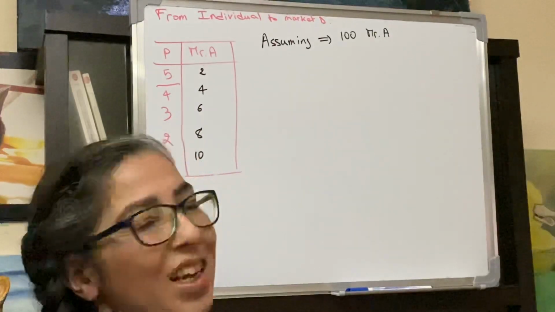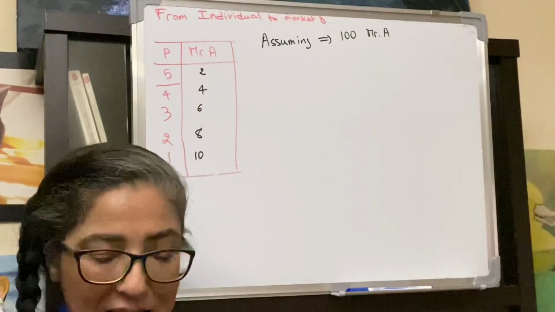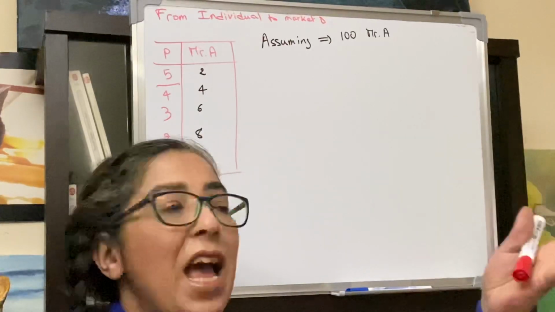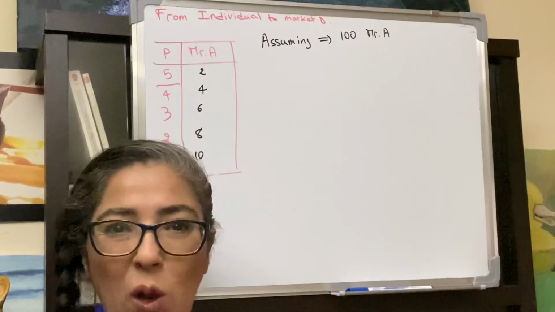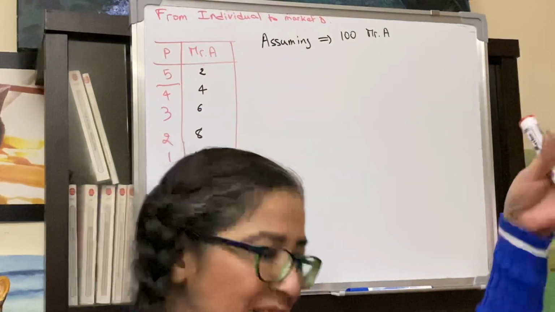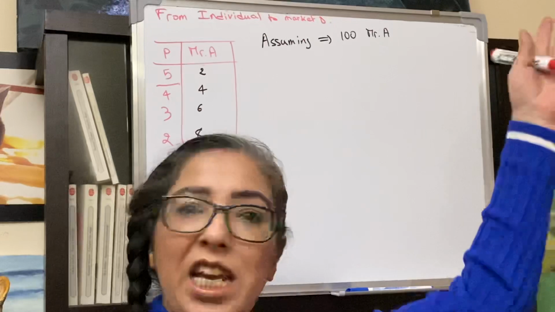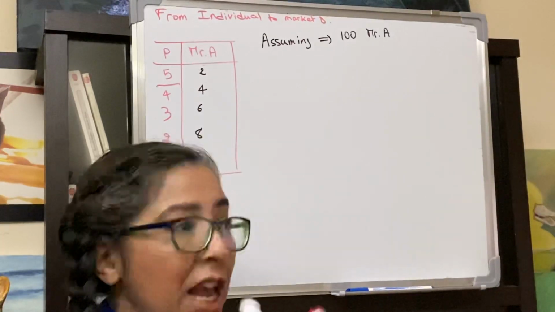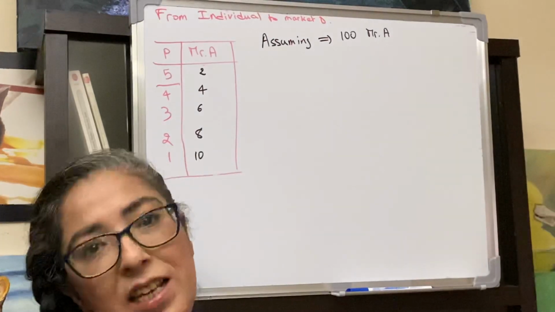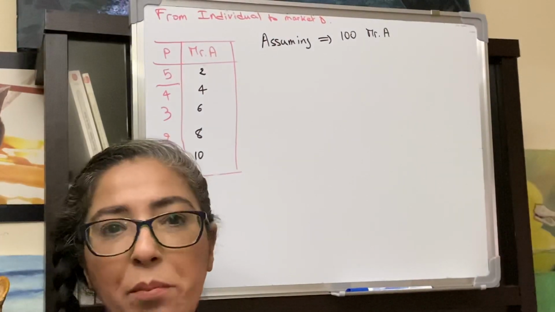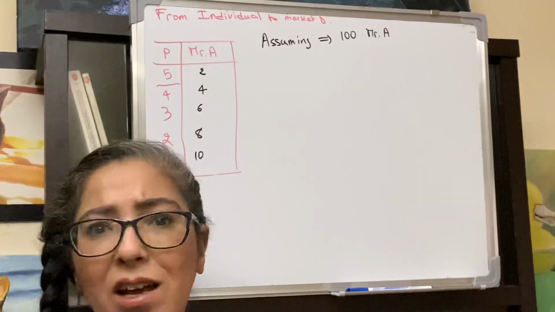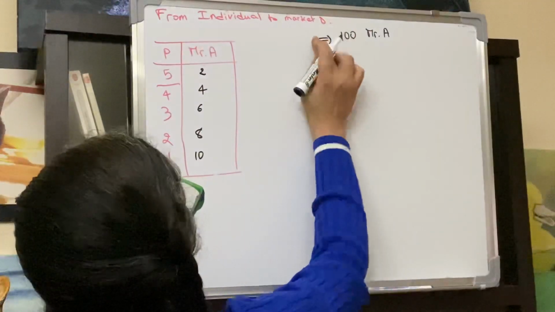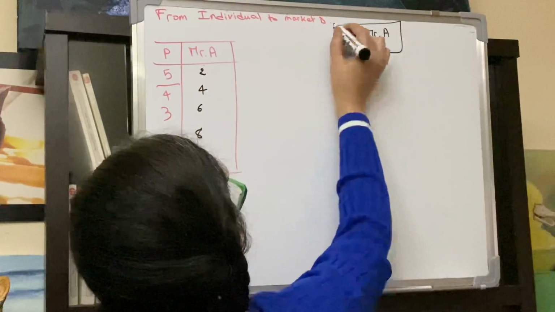That means Mr. A has this demand and Mr. B has exactly the same demand schedule. Mr. C has the same schedule. Miss D has the same schedule. They all have the same demand schedule, and there are 100 in the market. So how am I going to find the market demand? So that's my assumption. Market size.